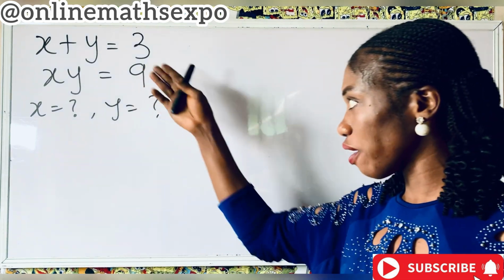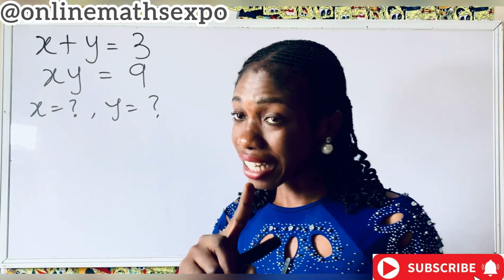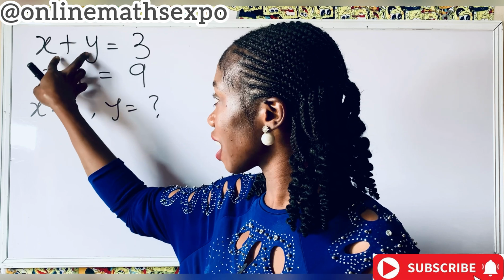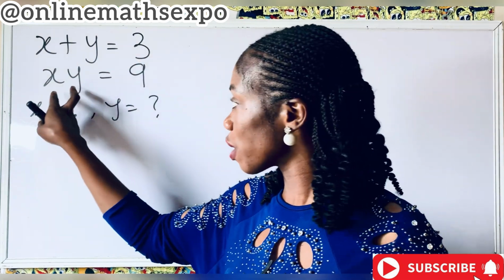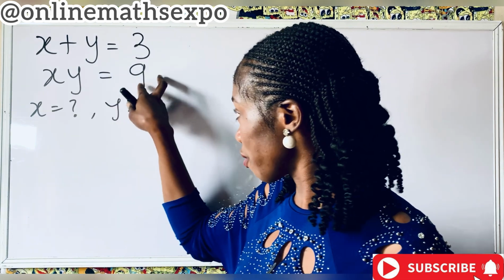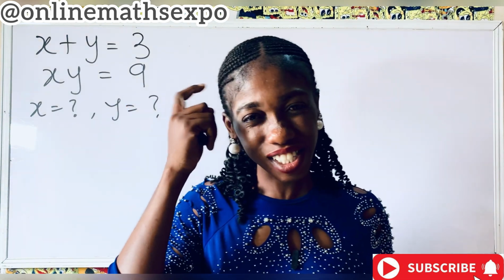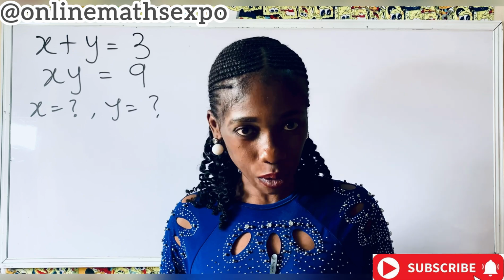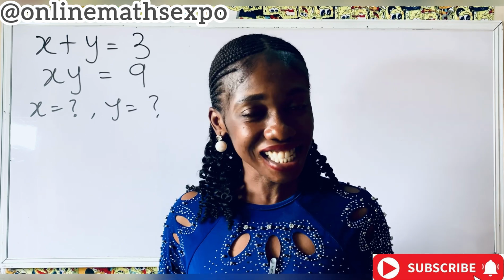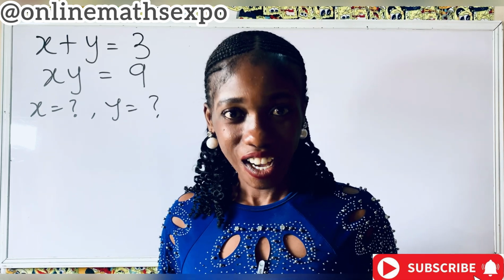Now look at what we have. Are there two numbers we can add? That's what this means, to give us 3. Then when we multiply those two numbers, it will give us 9. Can you think of such numbers? If you can, let's know the numbers in the comment section. But if you can't, let's do this together, okay?